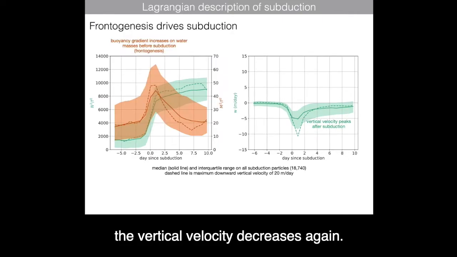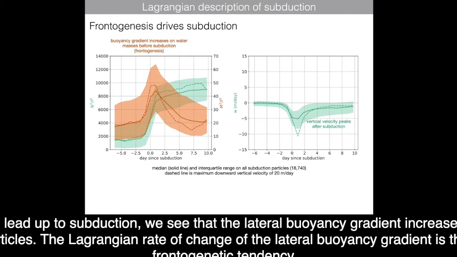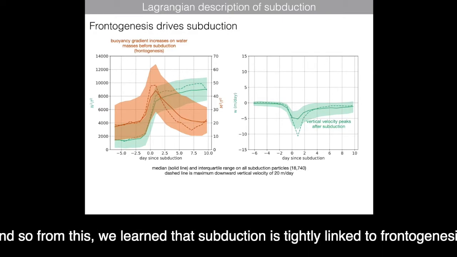And in the lead up to subduction, we see that the lateral buoyancy gradient increases on particles. So the Lagrangian rate of change of the lateral buoyancy gradient is the frontogenetic tendency. And so from this we learned that subduction is tightly linked to frontogenesis.